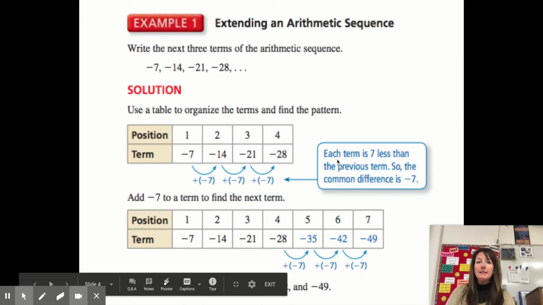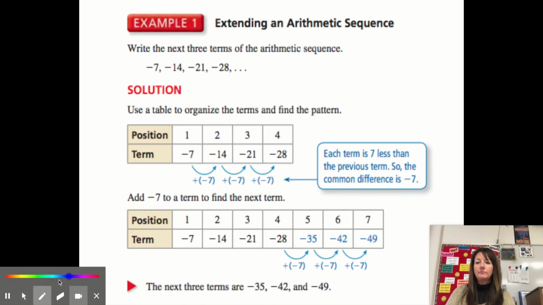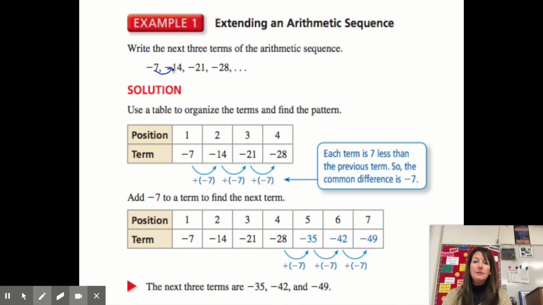So extending the sequences. What we're going to be doing, it says write the next 3 terms. So you'll want to look here and determine what is the difference that's happening. So when you go from -7 to -14, you're actually subtracting 7. -14 to -21, subtract 7. -21 to -28, subtract 7. So you want to extend that out. So that's 1, 2, 3, 4 terms.